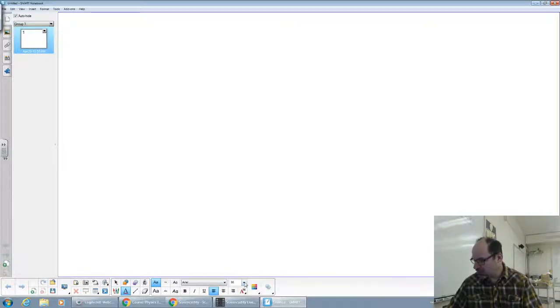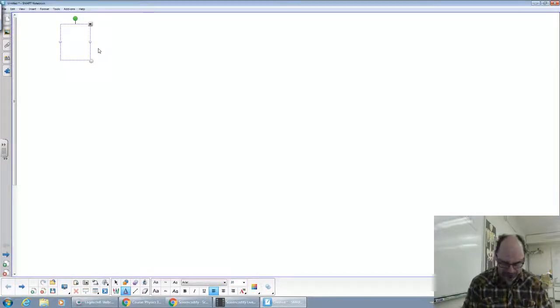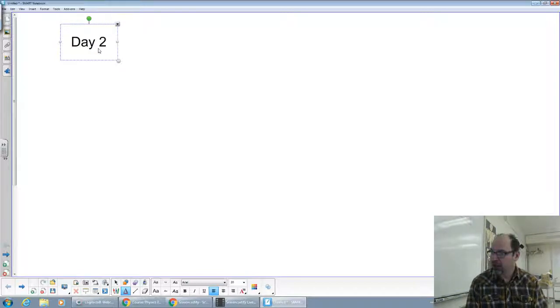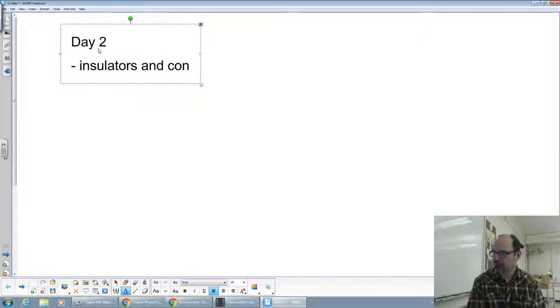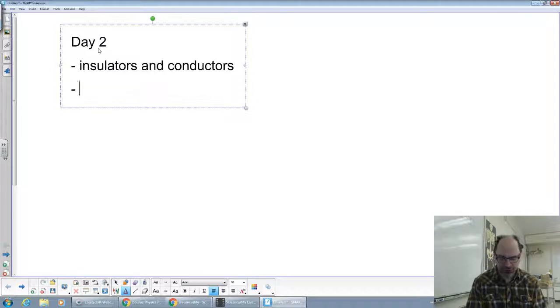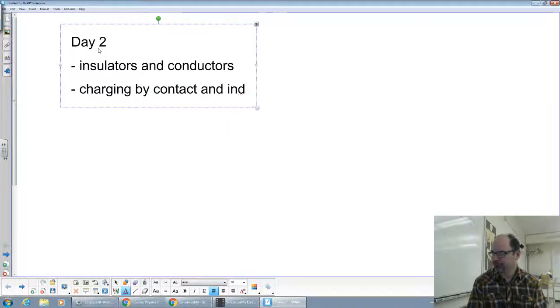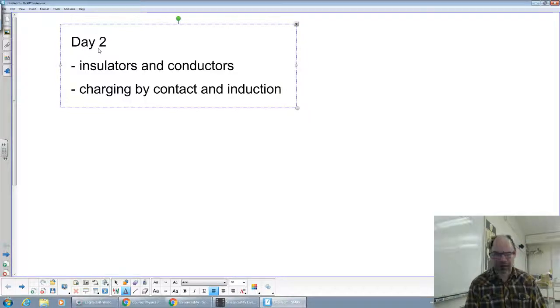This is day 2 in the electric fields unit, or fields unit actually. We're looking at electric fields to start with. Okay, so this is day 2. And what we're going to be looking at is insulators and conductors. And we're going to be looking at charging by contact and induction. And we might not get to the induction part. We'll see how far we get today.